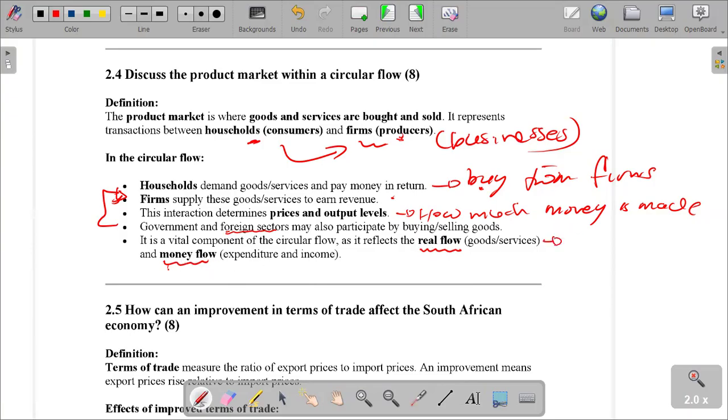The real flow will be your firms, and then your money flow will be your financial institutions, even though these two combine or connect. Because in order for you to get goods and services, you need to pay money. If you watched the first part of the video on YouTube Metric Hub, it illustrated how the circular flow connects with each other, right?